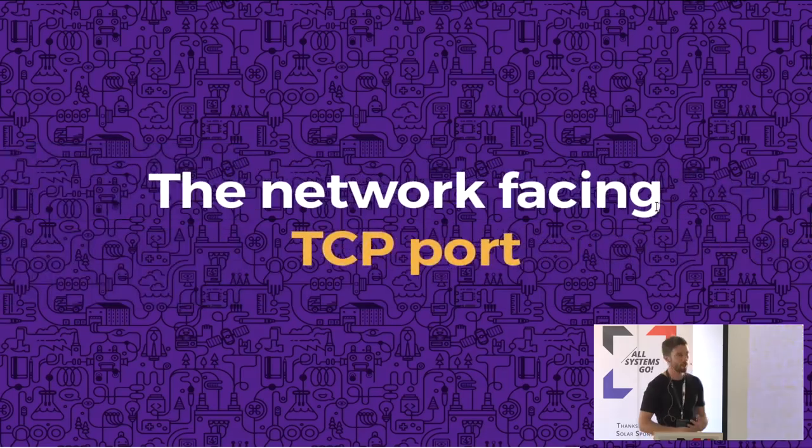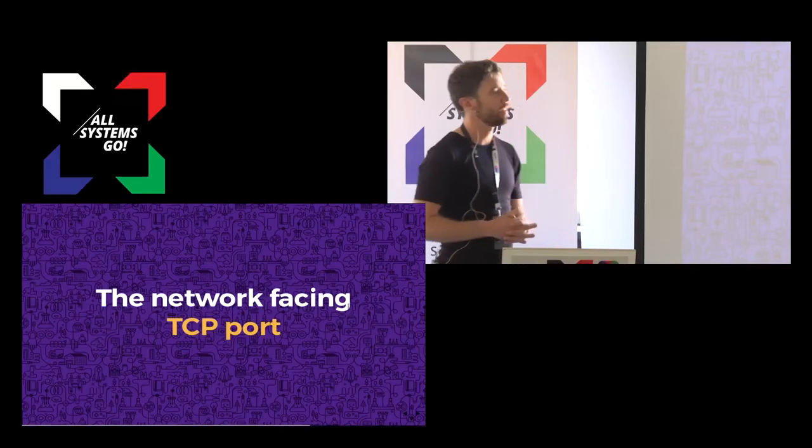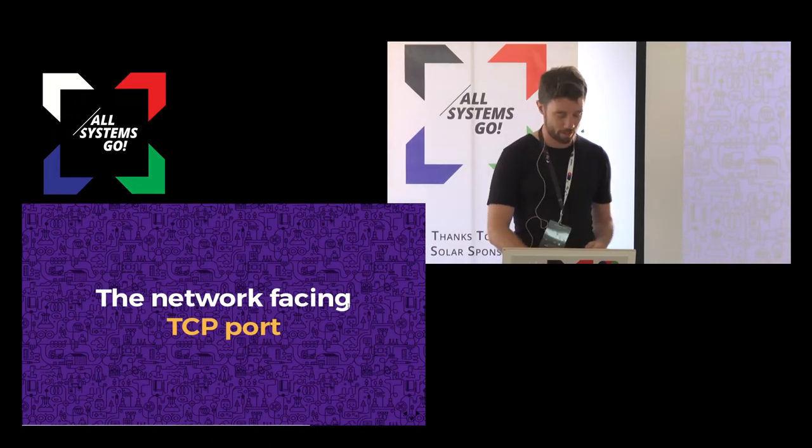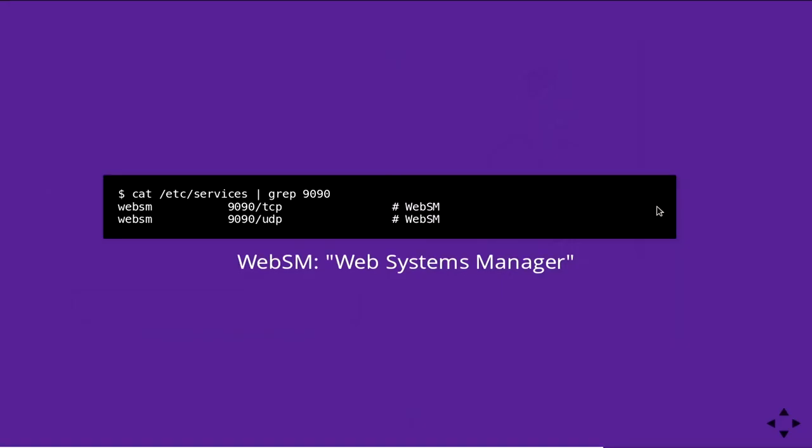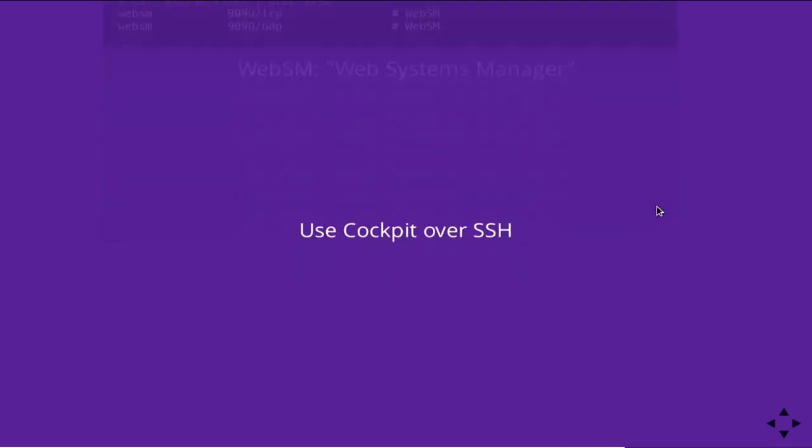All right. So what about listening, another port open on your network? Cockpit, by default, listens on port 9090. 9090 is the WebSM, or Web Systems Manager port. This was in existence long before Cockpit existed. But in order to access it from your web browser, you obviously have to open that port. Or do you? You can actually use Cockpit over SSH.